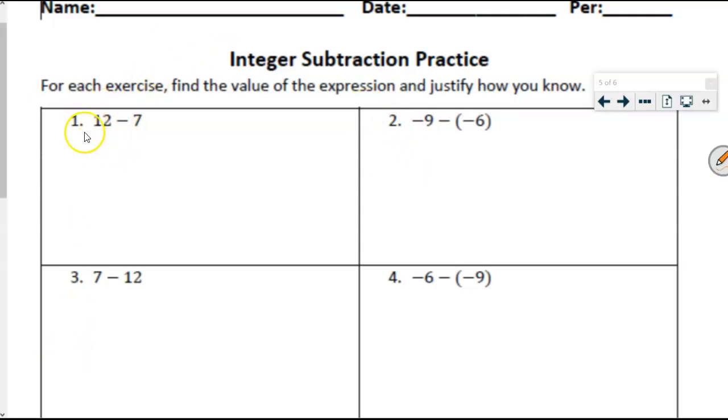Okay, so let's think about problem number 1, 12 minus 7. This is a positive number, right? 12 is a positive number, so I'm going to think about that as 12 balloons. I could draw those balloons if I want to, or I can just write it out, 12 balloons. What's happening in this problem? Are we adding or are we taking away? We are taking away. So we're going to be subtracting.